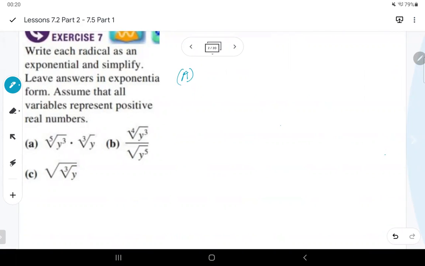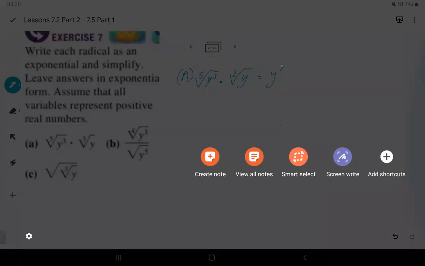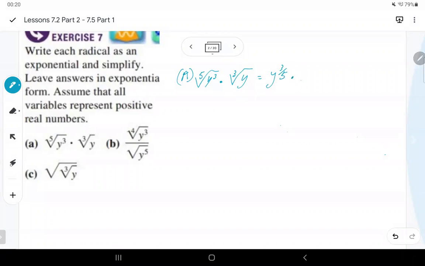All right, so this last one, we just have to write back into exponential form to solve things. So here we have the 5th root of y cubed times the cubed root of y. That will give us y to the 3/5 times y to the 1/3. So we need an LCD here of 15. So we multiply top and bottom here by 3 and top and bottom here by 5. So we end up with y to the 9/15 plus 5/15, which will give us y to the 14/15.